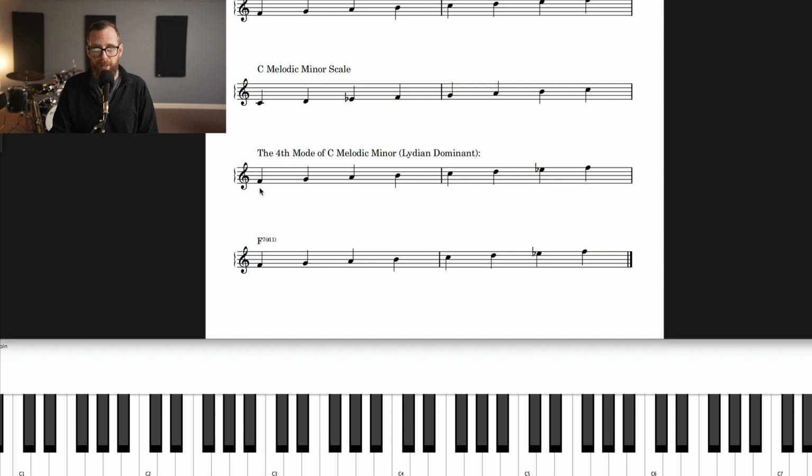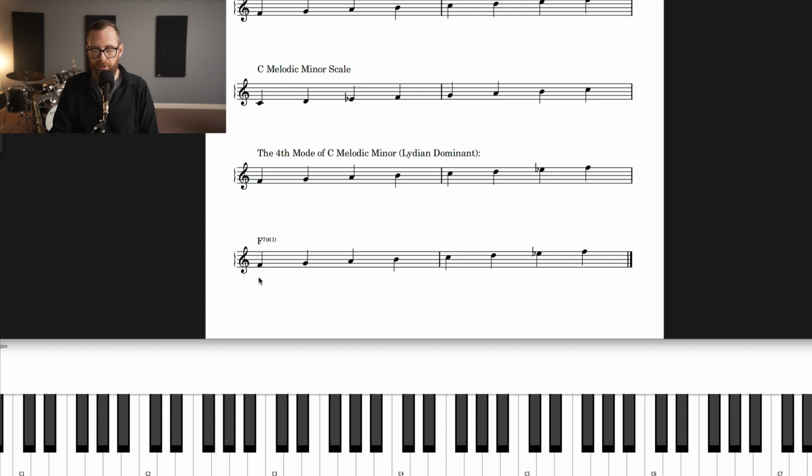So now that we know that scale and how to relate it to its parent scale, let's talk about the chord symbol that you would see where you would use this scale. So if you see a dominant 7 sharp 11 chord, you're going to use this scale over it. And it's as simple as that.